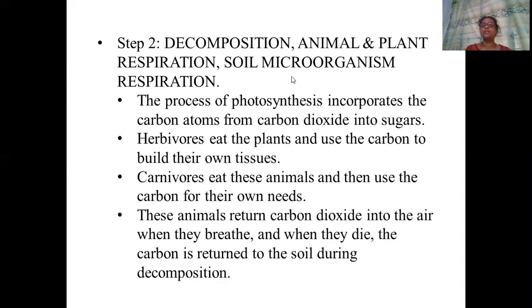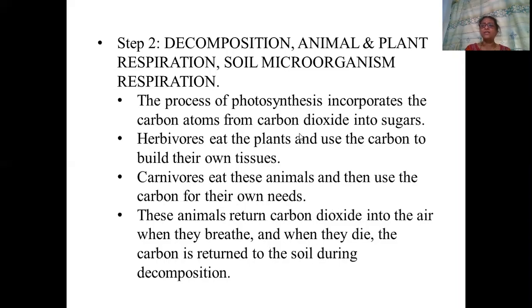The second step involves decomposition and respiration. What is decomposition? First, let us understand what is respiration. If the process of photosynthesis is converting inorganic carbon into sugars, the plants use them for their growth, development and reproduction. Then the plants are eaten by the herbivores. Herbivores take these carbons from the plants and use them for their growth, development and reproduction. Herbivores are in turn eaten by carnivores, and these animals then use the carbon from the herbivores for their own needs to grow, develop and reproduce.